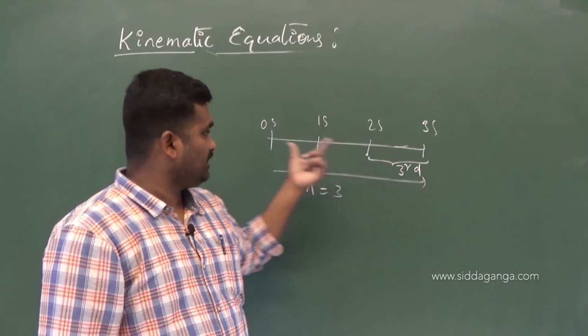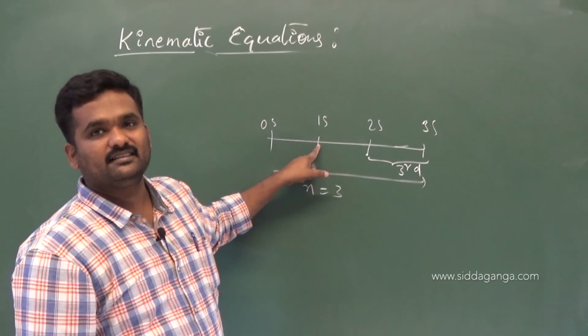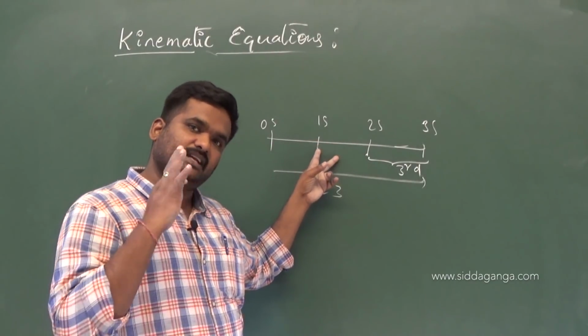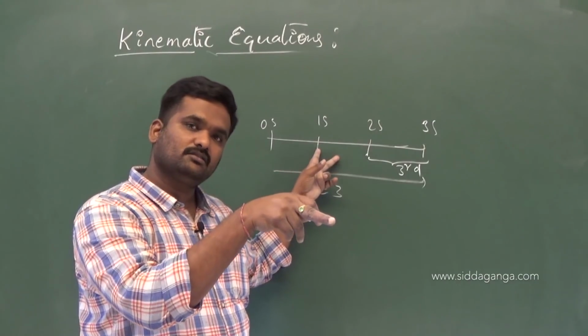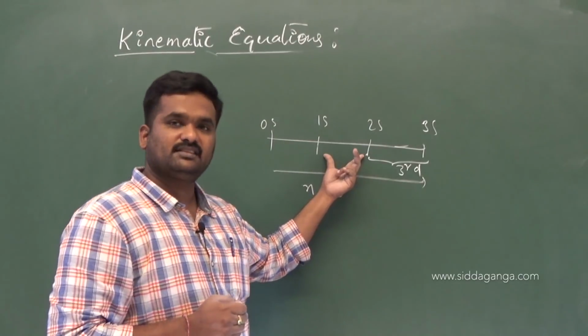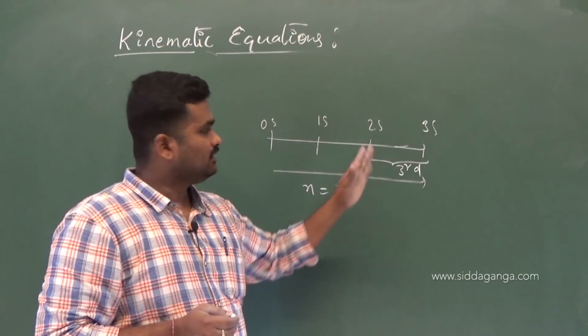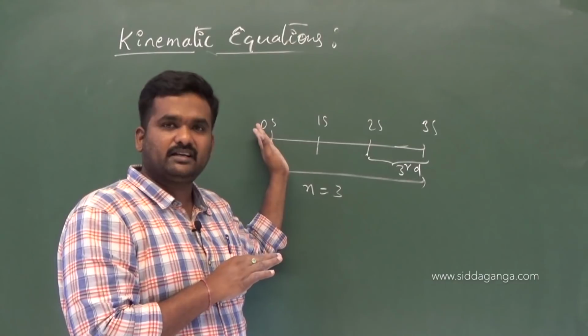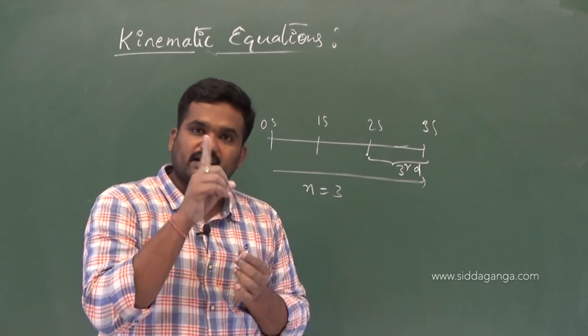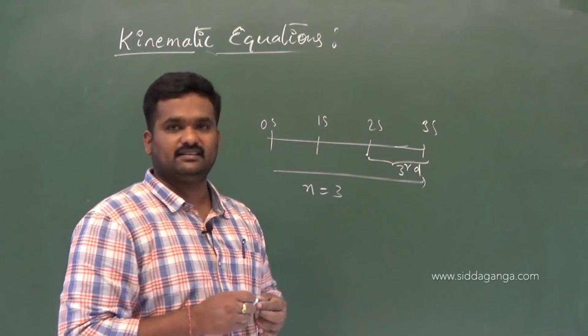First second means from 0 to 1. Second second means after 1 second completed, up to 2 seconds. That 1 second gap is there, no? That is the second second. Third second means 2 seconds already completed, and from 2 it is traveling for the third second. That means a 1 second gap, right? That's what the third second is.